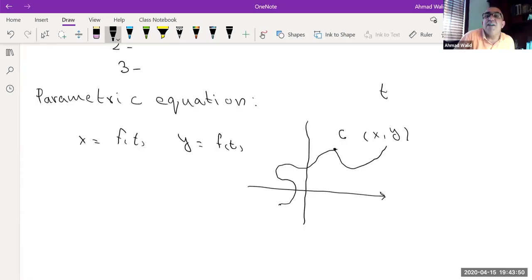It means you can easily find the coordinates x, y, correct? We call x equals f of t and y equals g of t parametric equations. And we call t the parameter.